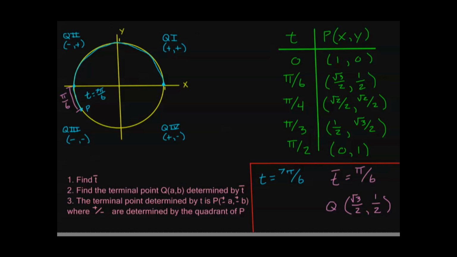And our final step, step 3, the terminal point P, it's going to be the same as Q, but I changed the plus and minus signs based on the quadrant of P. Now P is in quadrant 3, that means I have a negative x value and a negative y value. So my P is going to be negative square root of 3 over 2, negative 1/2.